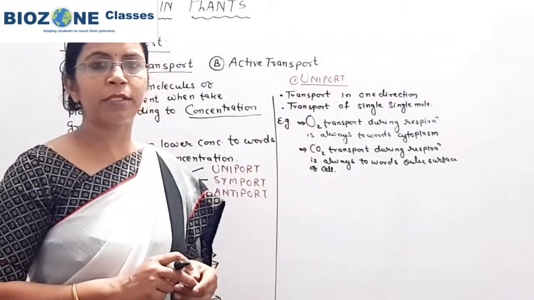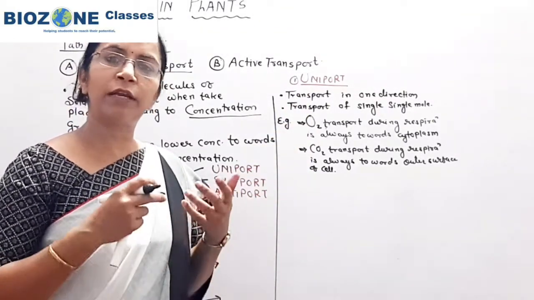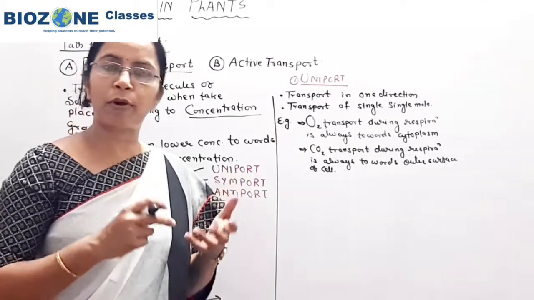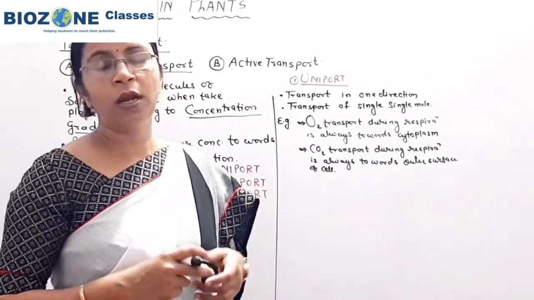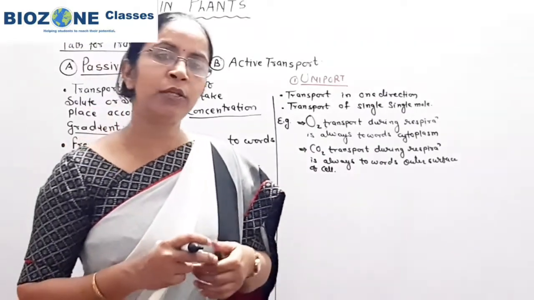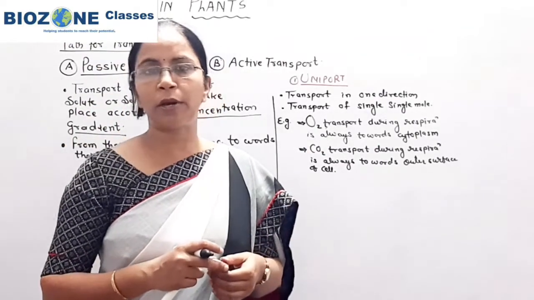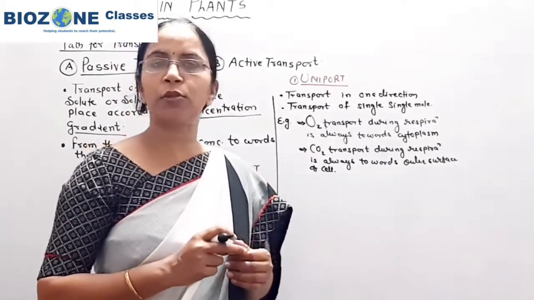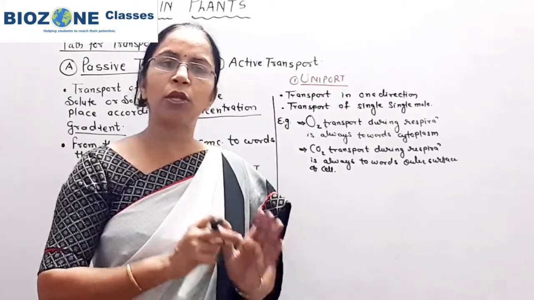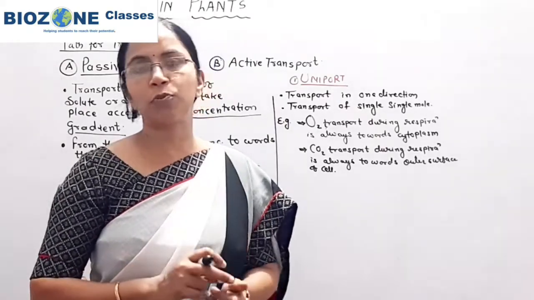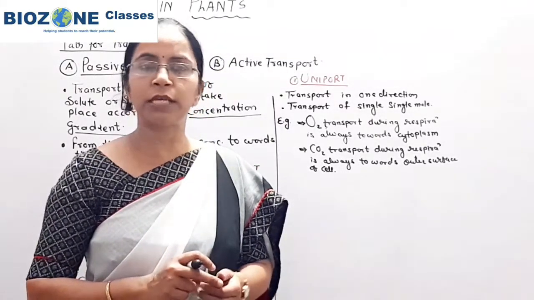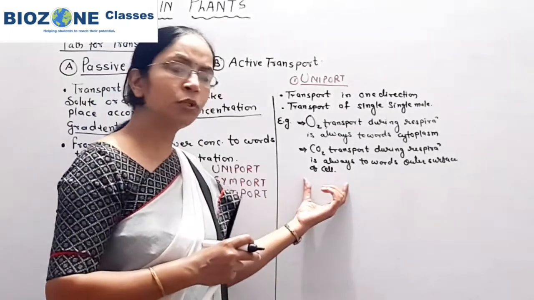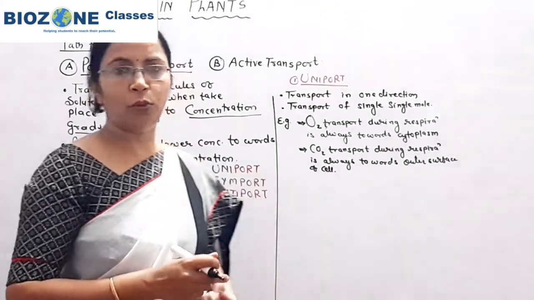A number of examples appear. Whenever we take in food, the food is digested. Suppose we take in carbohydrate as food. Upon digestion, carbohydrate gets converted into glucose, and when glucose is transported through the blood, glucose molecules one by one are always transported towards the cytoplasm of the cell, the inner side of the cell. So this example you remember for uniport.